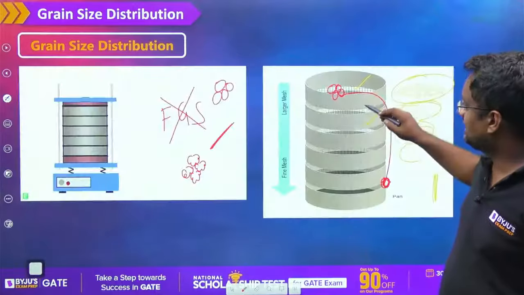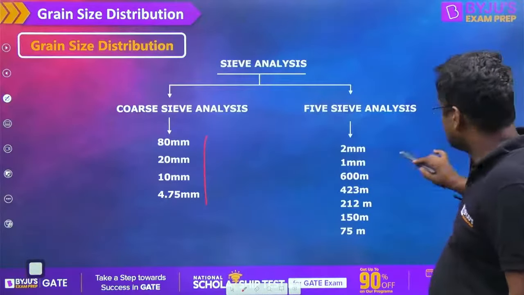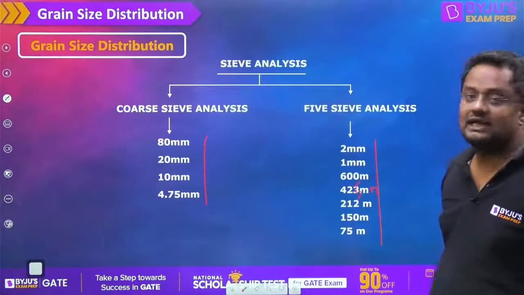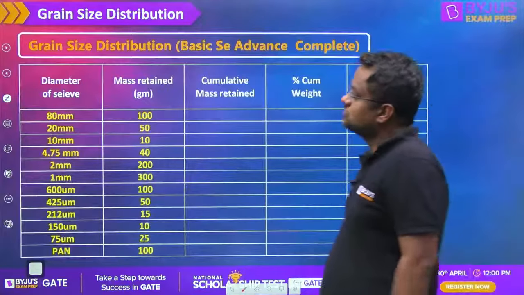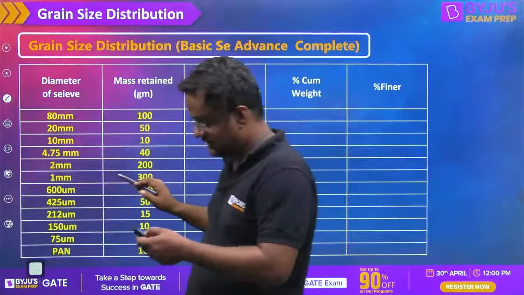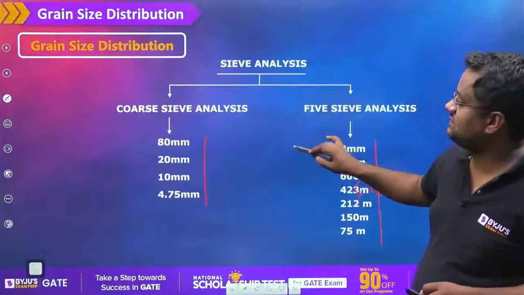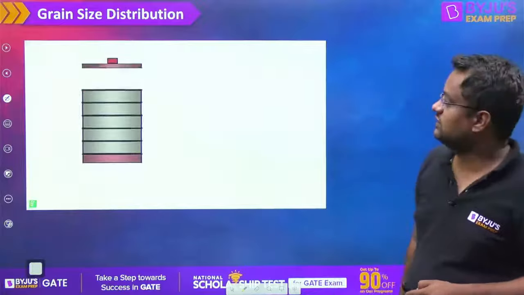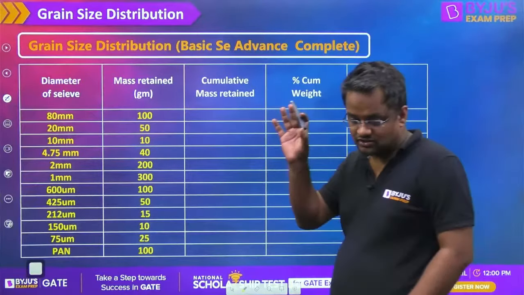So actually there are total 11 sieves, 80 mm, 20 mm like this, and then 425 micron. So there are total 11 sieves, 4 at top, then 7 at the bottom. Now suppose we have taken 1000 gram of soil, and there are 11 sieves like these. After shaking for 10 minutes, the result we got is written here. Now how to find the grain size distribution, that I am taking.